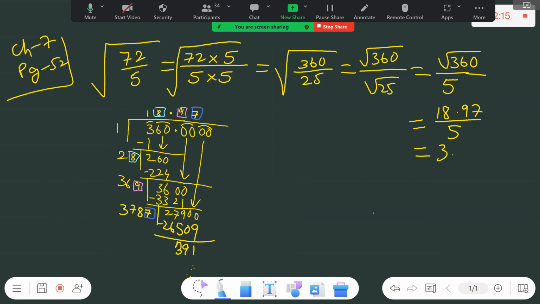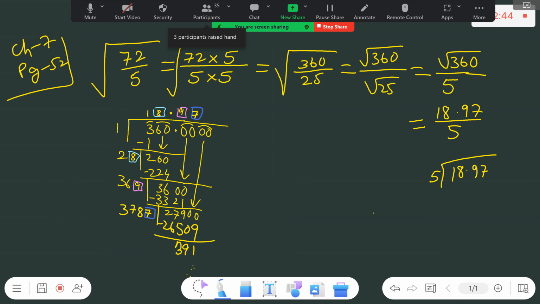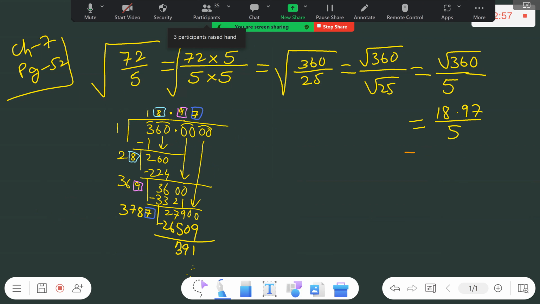So what is the answer? You can divide decimal by number. You can do this division. What is this? 18.97 by 5, isn't it? 18.97 by 5 division. Now yesterday you did division of decimal numbers last day. Yes, sir. So divide by 5 now. Who said no, sir? You did do division of decimal numbers. Now it is simple division of decimals.